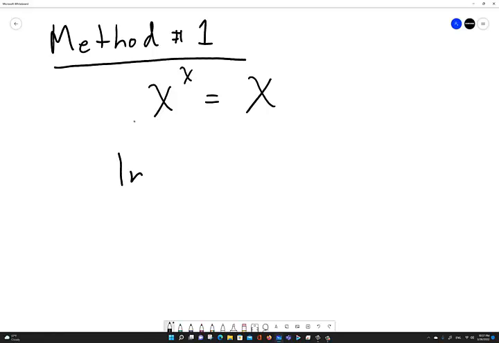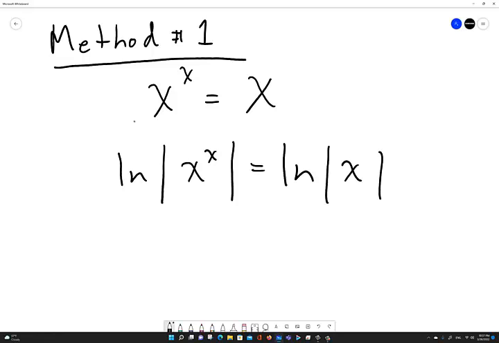Basically, I take the ln of both sides like this. And the reason why I use the absolute value sign is that ln of a negative number is undefined. That is why I put the absolute value sign there.